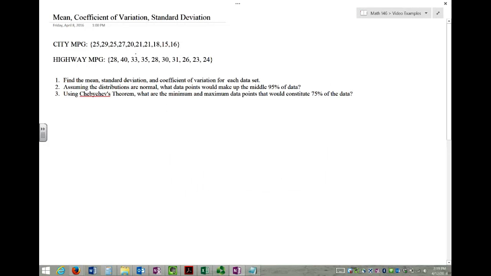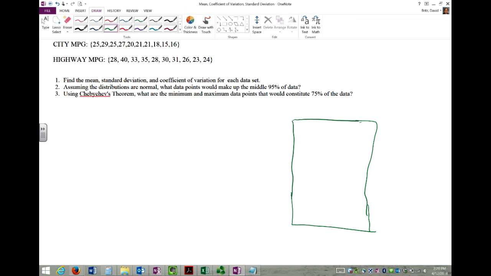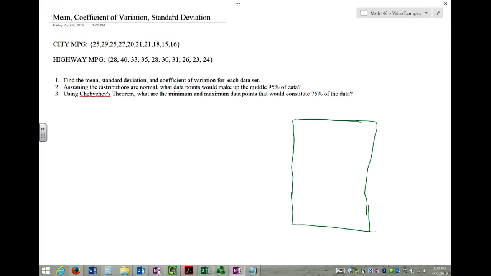Okay, so in this video we're going to see how to find the mean, the standard deviation, and coefficient of variation for a couple of data sets. Okay, so let's start with the mean. And what I'll do is just keep a running tally of all the statistics on this right side, so we can take them as we go on. Okay, so the first thing we need to do, again, we'll look at the city data first.